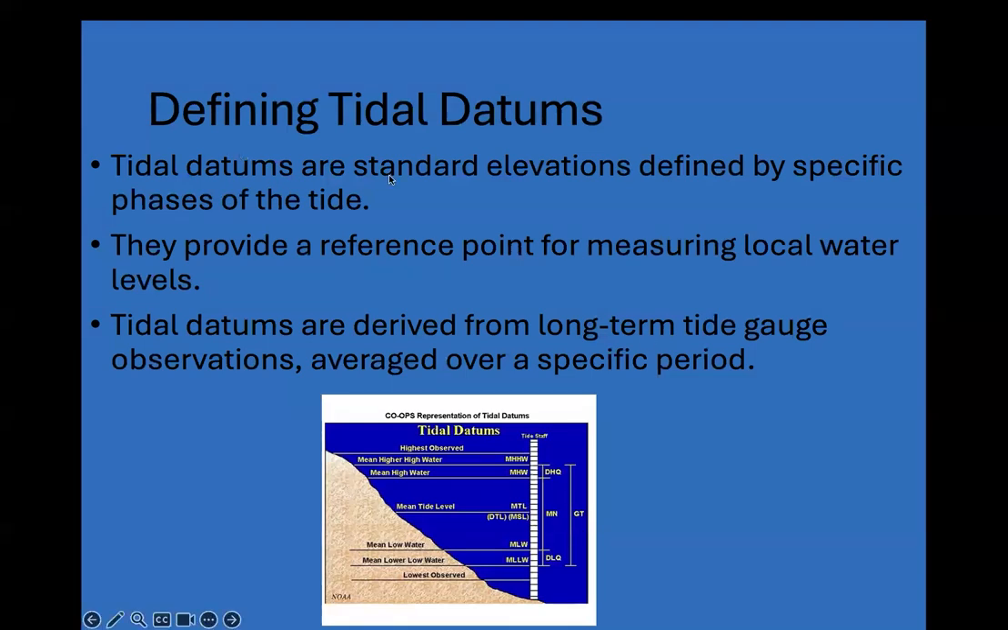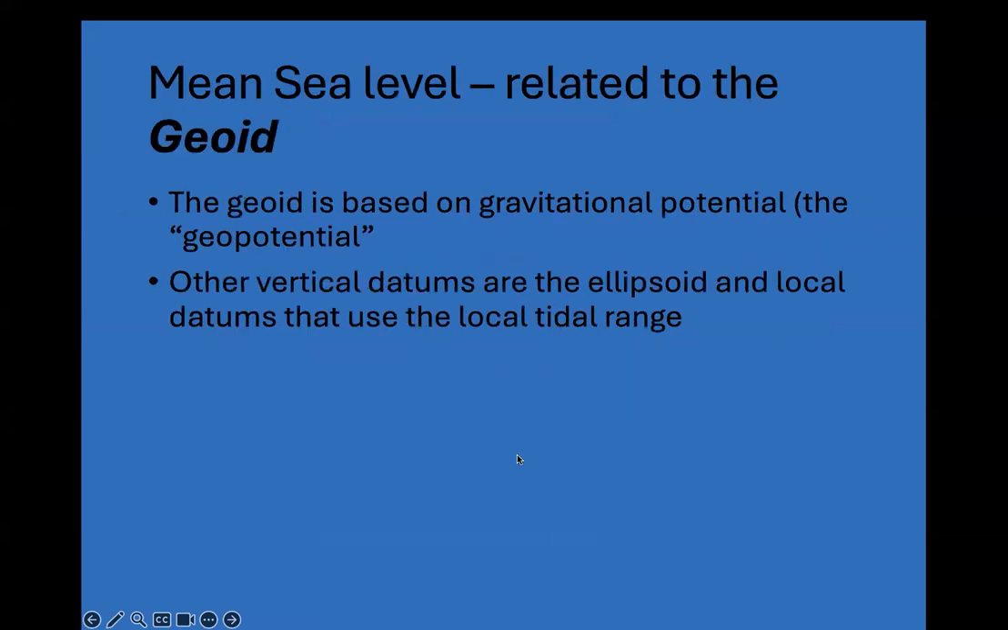So as I mentioned, these are going to be standard elevations, made by averaging tides over long periods of time, and they're going to provide that reference point. And you see different tides here relative to this tide staff. A tide staff is just like a ruler measuring the tides. But let's define a few terms first, because we'll need these terms in order to understand these datums.